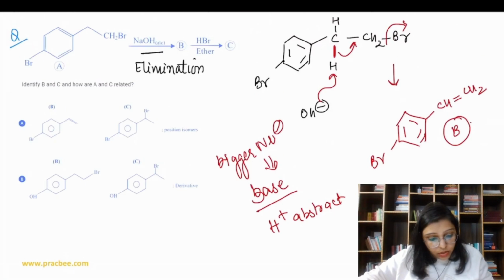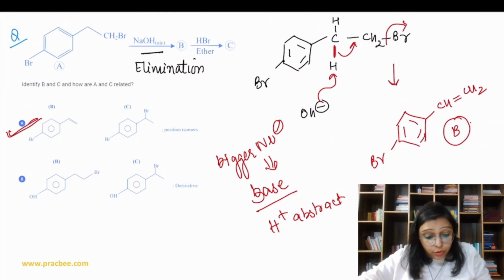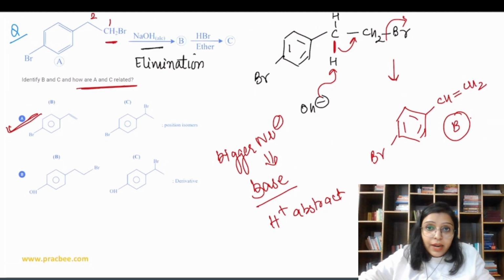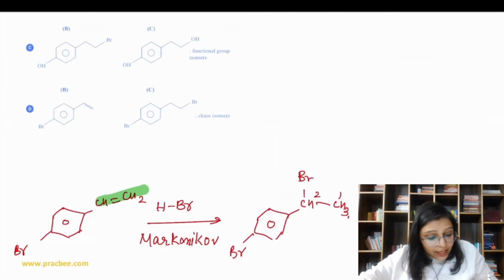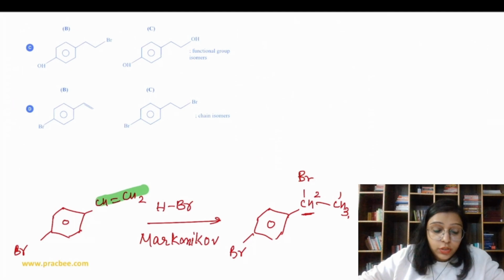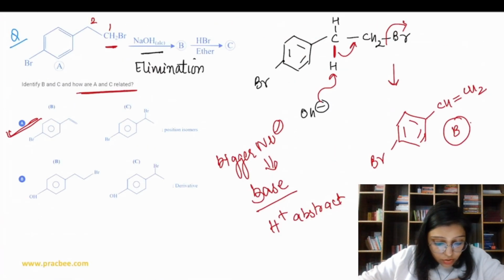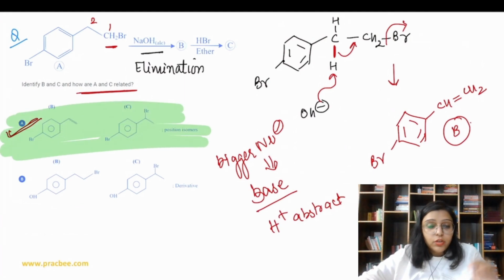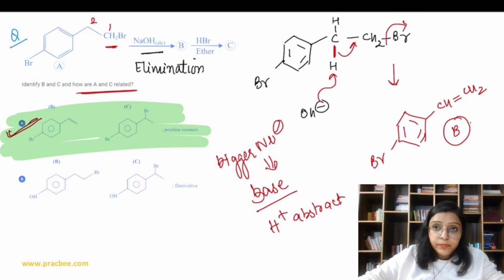So let's write down the correct answer. In the first we have the double bond and in the second this. So option A. But we have to find out how A and C are related. See, in A on this carbon we have bromine, first number carbon, and in C on the second carbon we have bromine. So they are positional isomers. Understood? So option A is going to be the correct answer, because the position of the functional group is different. Clear? Now let's do the next question.